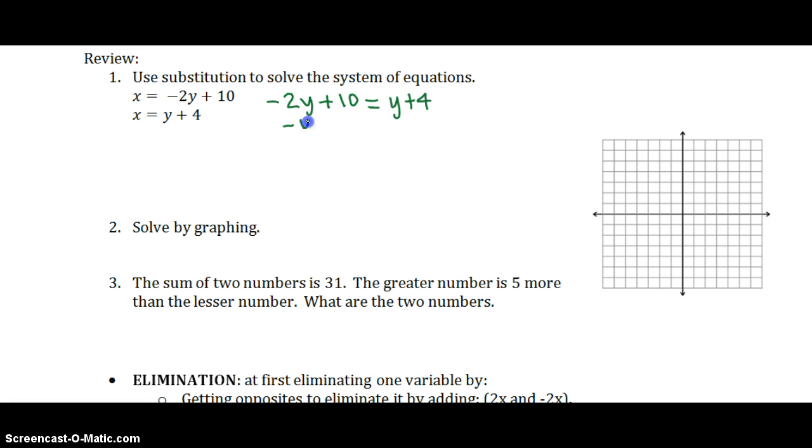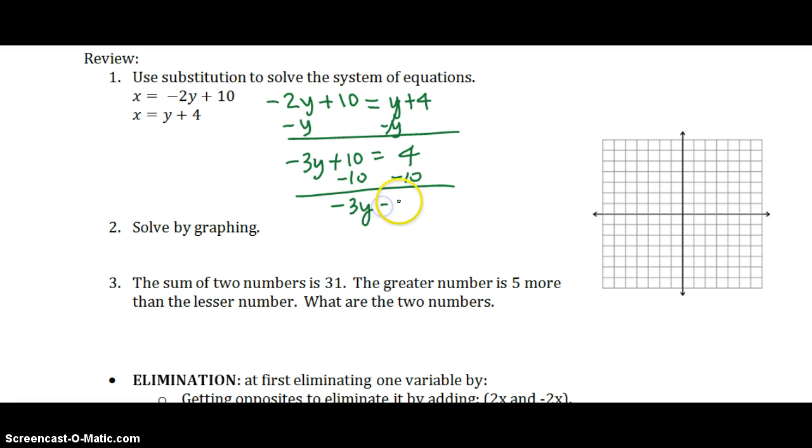I can subtract y from both sides. Negative 3y plus 10 equals 4. Subtract 10 from both sides. And negative 3y equals a negative 6. When you divide by negative 3, y equals a positive 2.